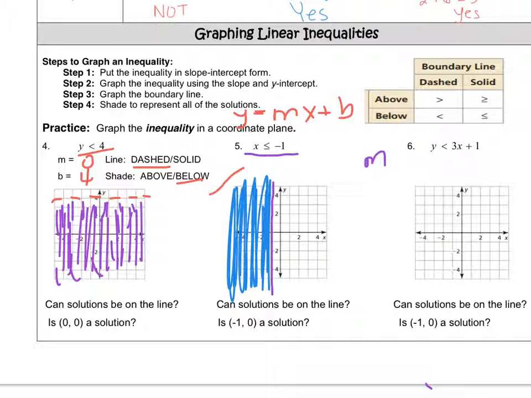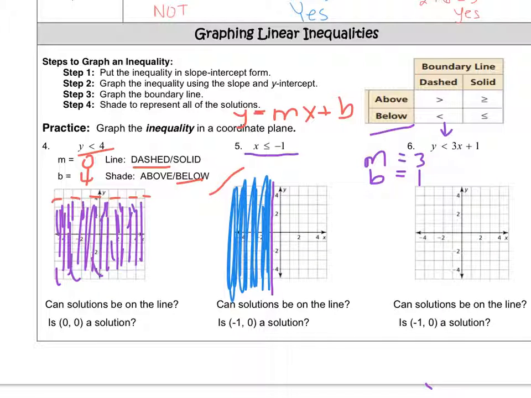On this one, we're going to need to find our m and our b. So if we look, our m, the number with x, is 3, and our b is 1. So that tells us how to begin graphing. Now we have to decide, are we going to be graphing a solid or a dashed line? So let's look. We have a less than sign, so it's going to be a dashed line. And then because it's less than, we're going to be shading below.